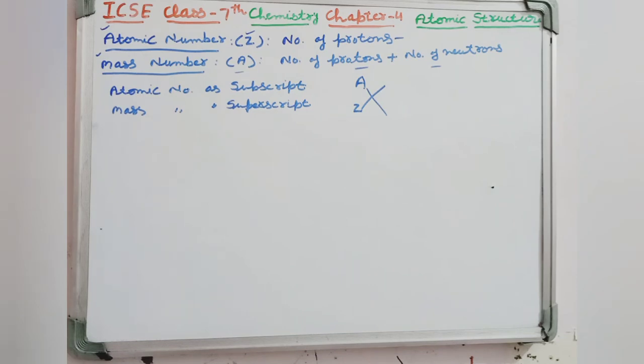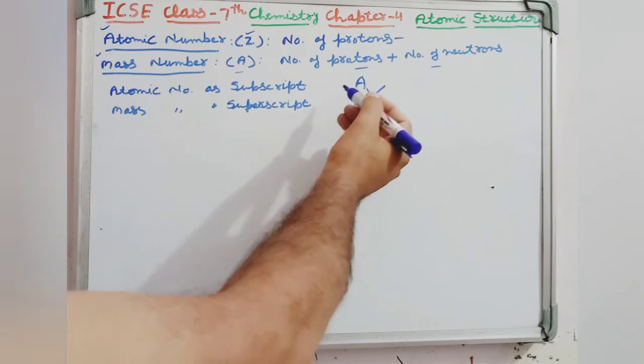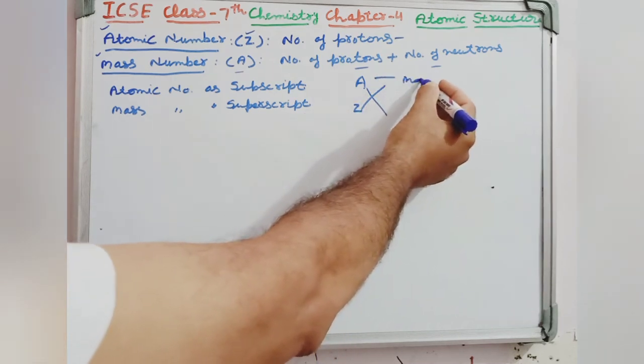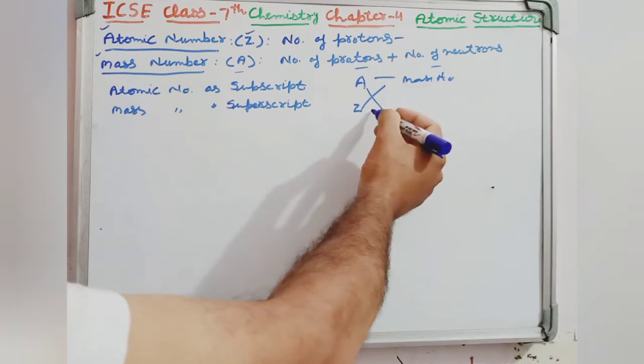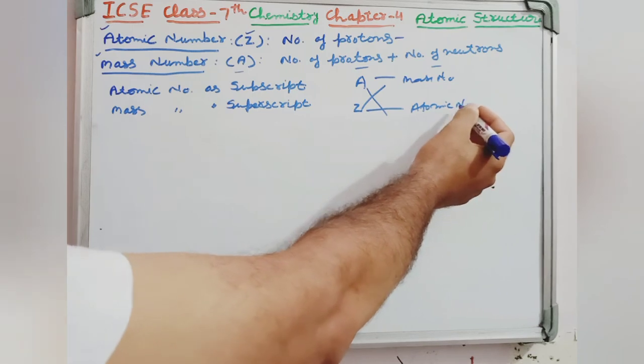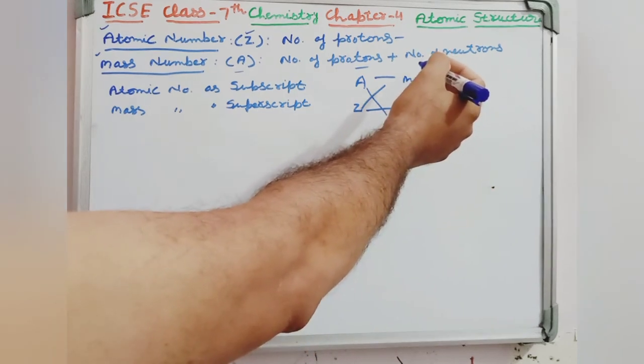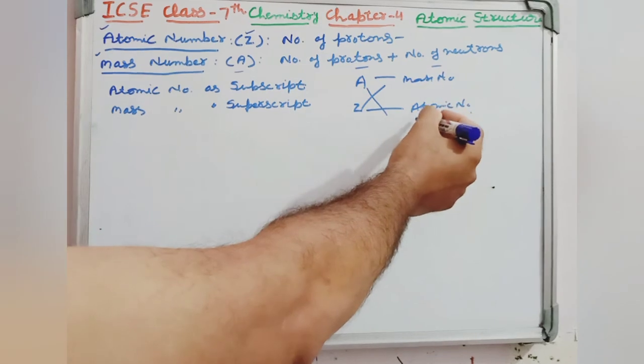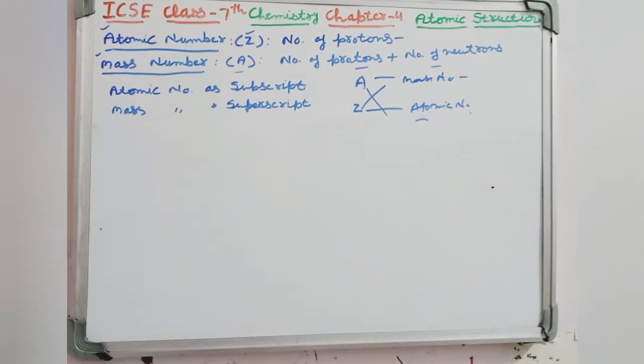When we write the atomic number and mass number of any element, the atomic number is shown as a subscript and the mass number as a superscript. Right? This is the mass number and this is the atomic number. Atomic number is a subscript and mass number is a superscript.